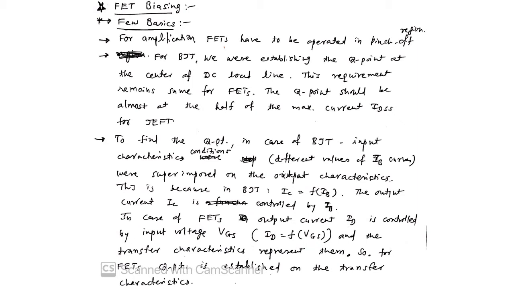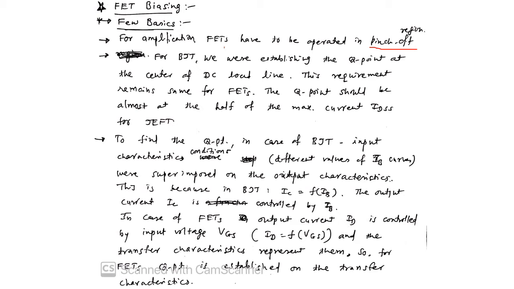Yeah. So FETs have to be operated in the pinch-off region if we are using them as an amplifier. In case it is used as a switch, for maximum current it should be in one state, and for the minimum current it should be in the other state. That is two extremes of the biasing curves.